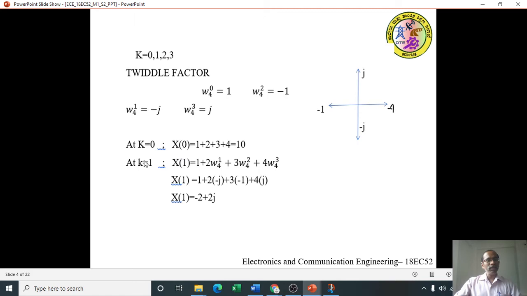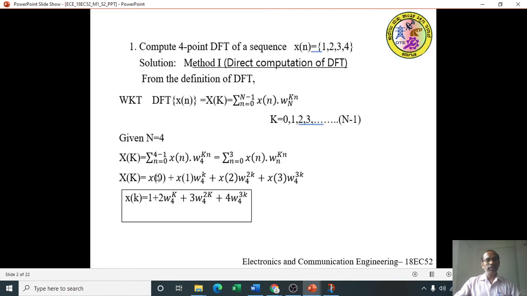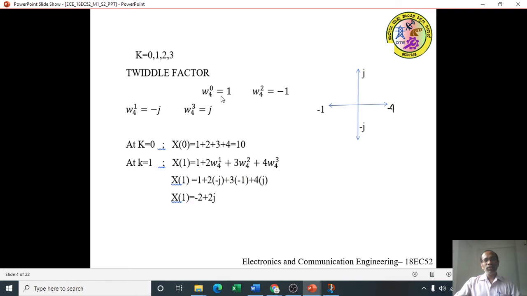Next step, at k equal to 1, our formula becomes X of 1 is equal to 1 plus 2 omega 4 power 1 plus 3 omega 4 power 2 plus 4 omega 4 power 3. Now we want the values of omega 4 power 0, that is 1, omega 4 power 1, that is minus j, omega 4 power 2 minus 1, omega 4 power 3 j. So add these two, 1 minus 3 becomes minus 2, minus 2j plus 4j becomes 2j. Write down this.